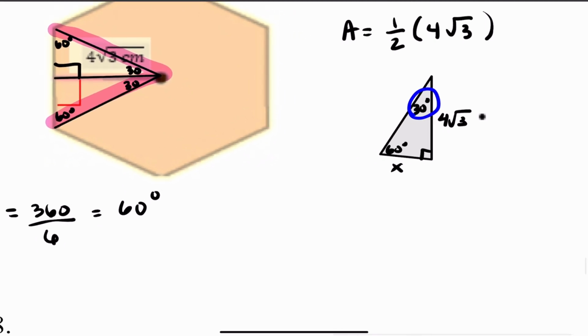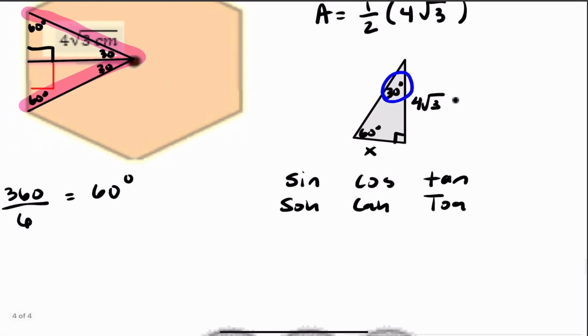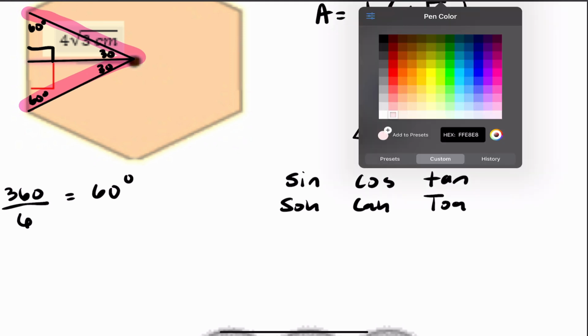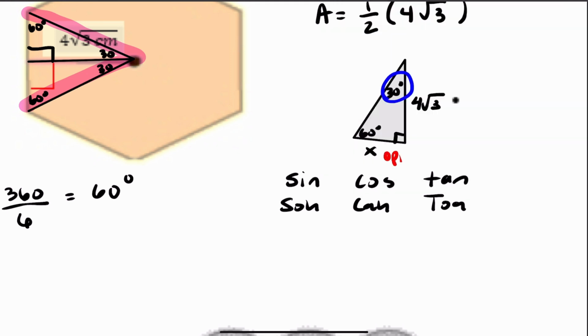And I'm going to write sine, cosine, tangent. Or you can use your mnemonic device here, SOHCAHTOA. And okay, let's label the right triangle across from the 30-degree angle. This is the opposite side. This is the hypotenuse, and then this is the adjacent side.